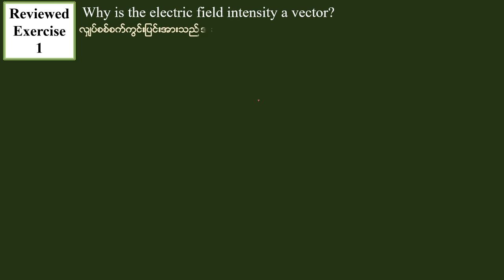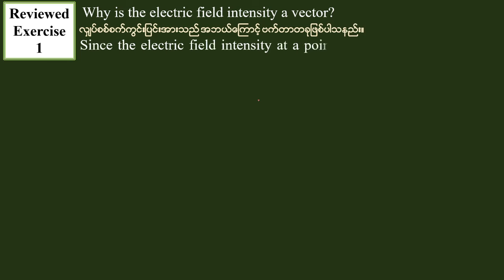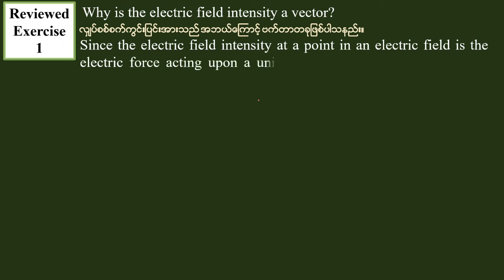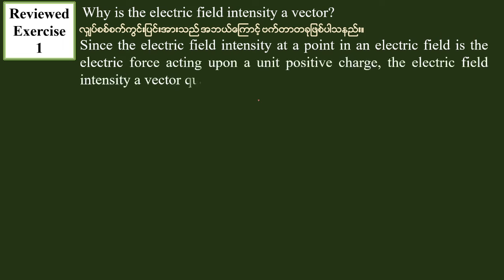Review exercise number 1: Why is the electric field intensity a vector quantity? Since the electric field intensity at a point in an electric field is the electric force on a unit positive charge, and force is a vector, the electric field intensity is a vector quantity.